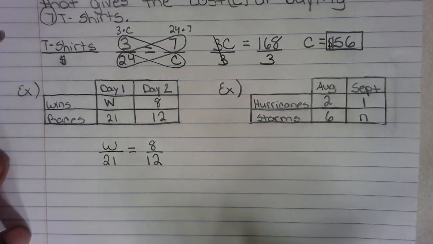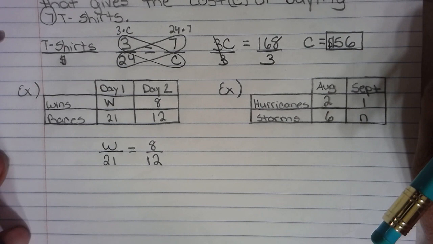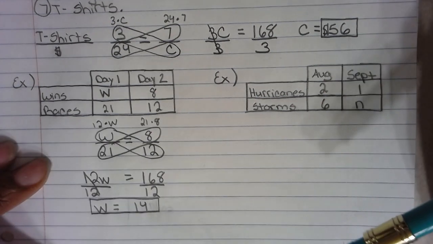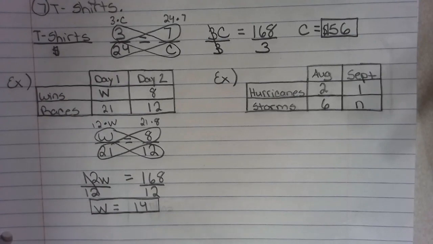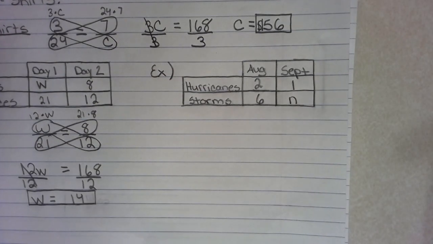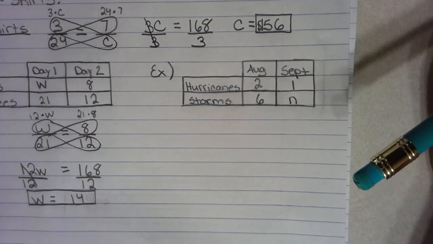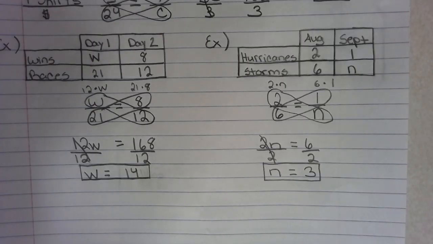Same 3 steps. Cross products, multiply, divide. Pause the video and solve it. Okay, you should have gotten W equals 14. Now, look at the next example with hurricanes and storms. Set up your proportion, cross products, multiply, and divide. Come back to see if you did the correct process and got the correct answer. Okay, you should have gotten N equals 3. So go ahead and fold your paper up underneath the label and glue it into your journal.